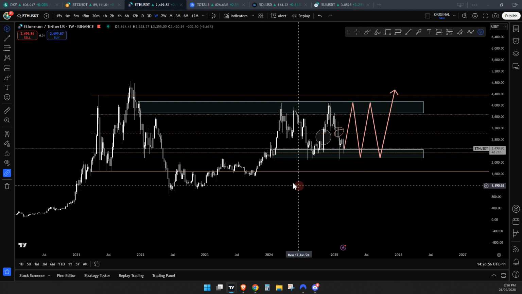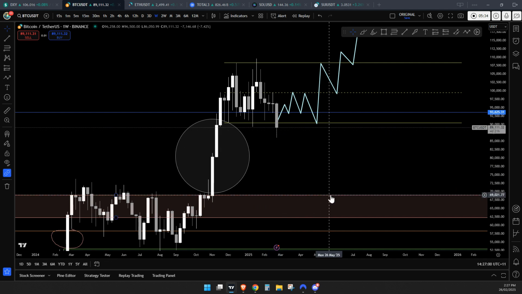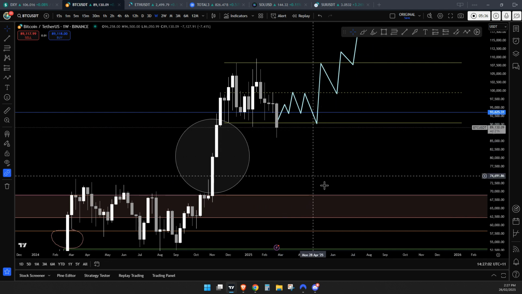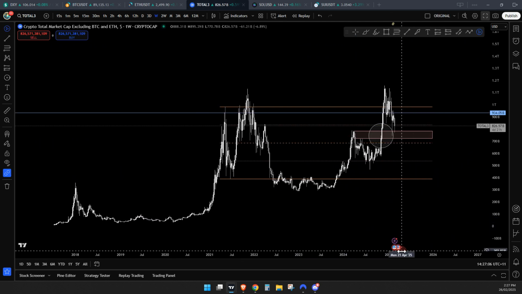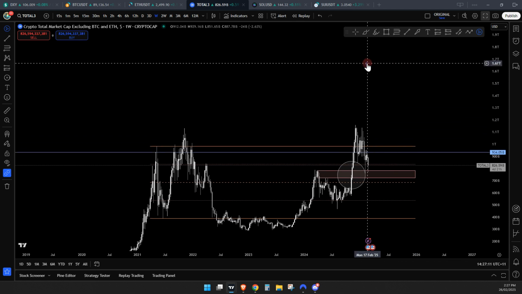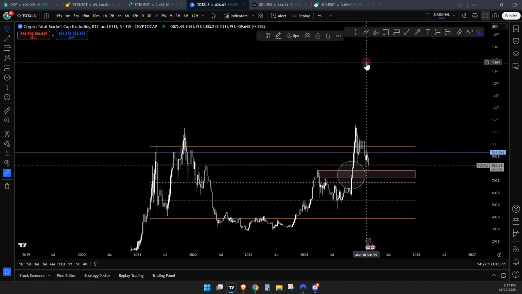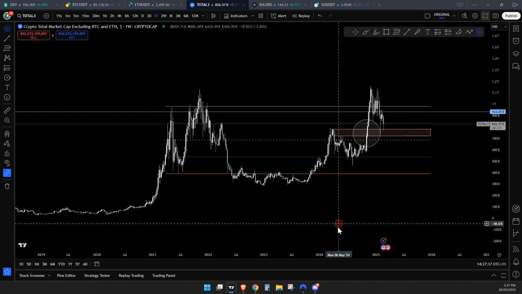There's nothing to say it won't, especially if BTC plays that scenario that I was showing you to take this inefficiency here. Total 3 was a lot more interesting. So Total 3 being the alt market, so the crypto market excluding Bitcoin and Ethereum. So take them out, and everything else that's left over is the Total 3.